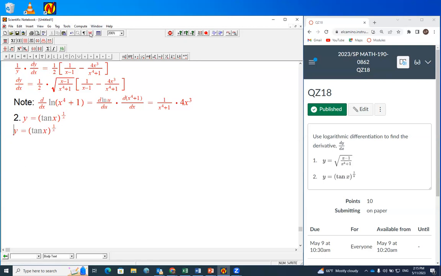Okay, so ln 1 over x and ln. And by the power rule, we bring the power, which is 1 over x, to the front. And then we get ln of tangent x. So this is viewed as 1 over x multiplied by ln, the natural log of tangent x.